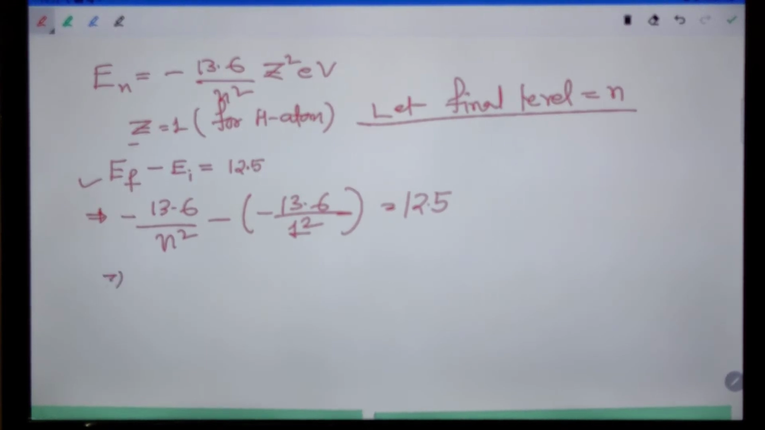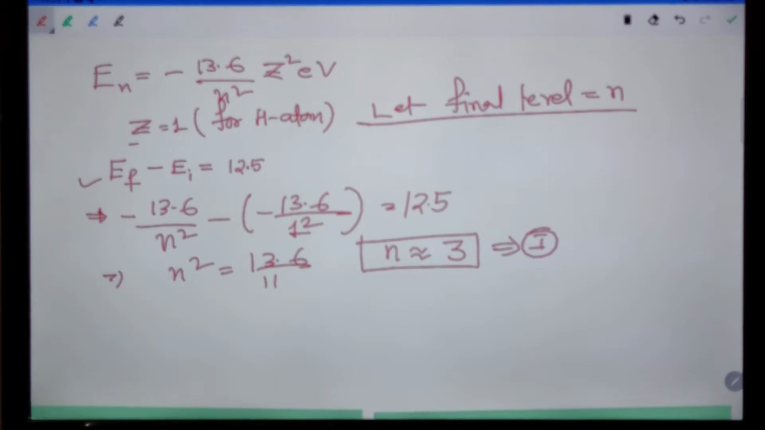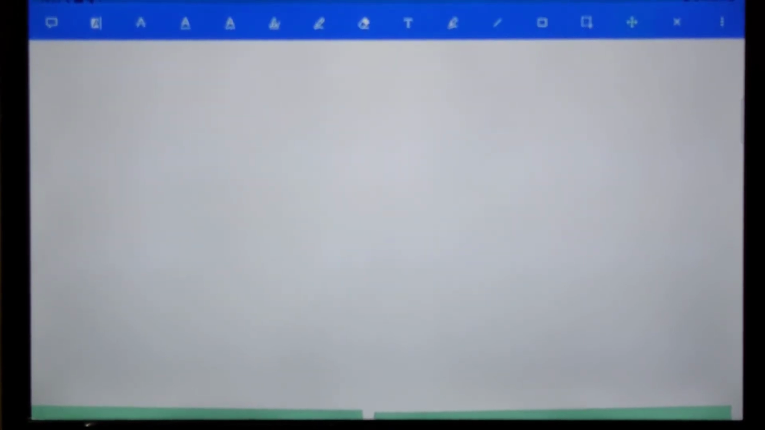Okay, so basically after solving this you will get n square equal to 13.6 divided by 1.1. So basically the value of n will be approximately 3, since it is an integer number. So basically we will have to take the closest integer of the answer. Okay, so let us move to the next question.